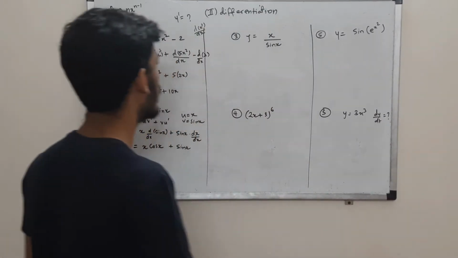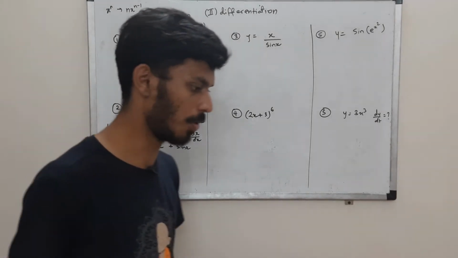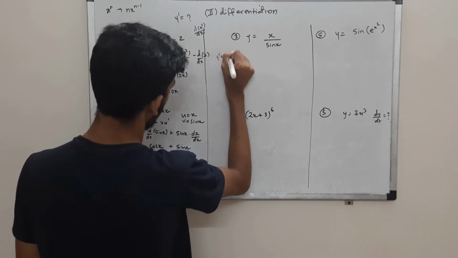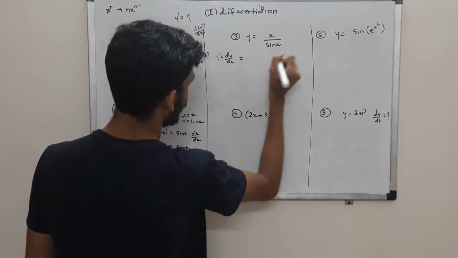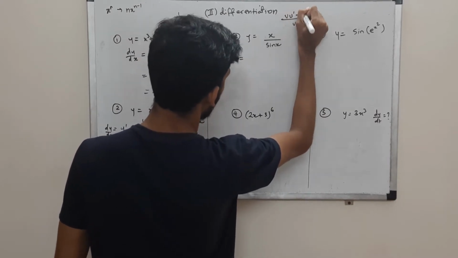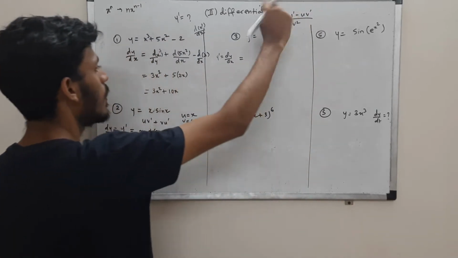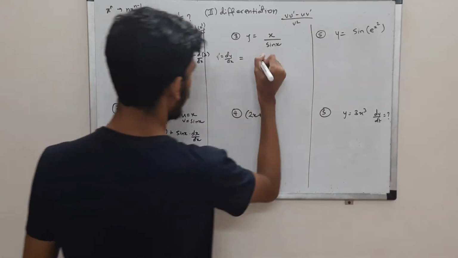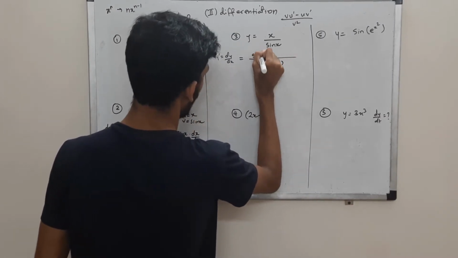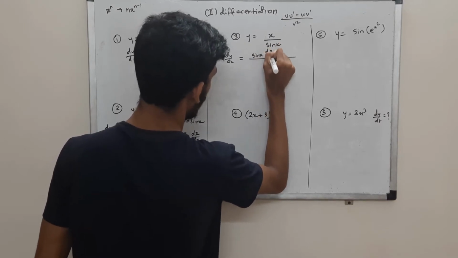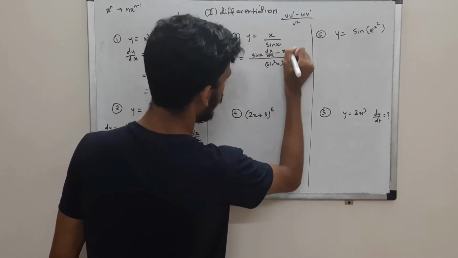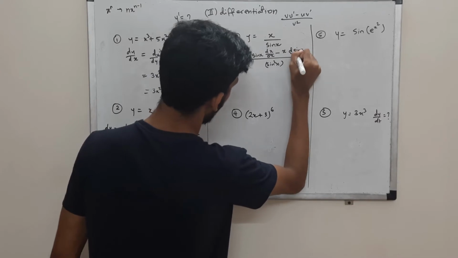For this one, we have to use the quotient rule. This is of the form u by v. So y dash, which is dy by dx, is given as, if you remember, v square in the denominator, then bring the same function up. The function in the denominator is to be squared, and on top, the derivative of the function in the numerator, which is x, minus x, you bring it out, and the derivative of sin x. I hope you were able to follow that.